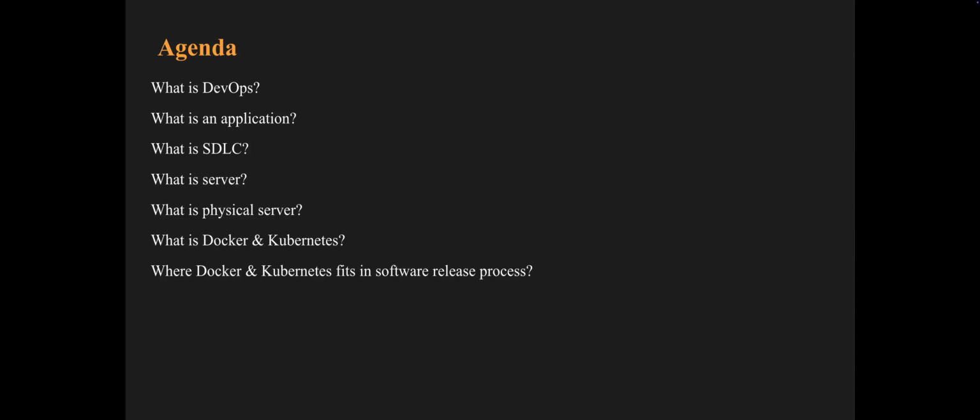So our agenda for today's class is: what is DevOps, what is an application, what is SDLC, what is a server, what are the types of servers that we have, or what is a physical server, and in those types of servers, what is Docker and Kubernetes, and where do Docker and Kubernetes fit in a software release lifecycle, the SDLC process. What is DevOps actually?